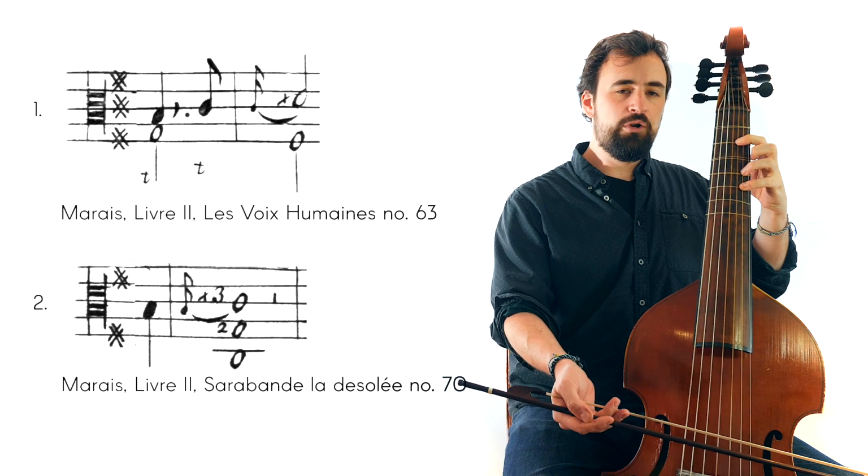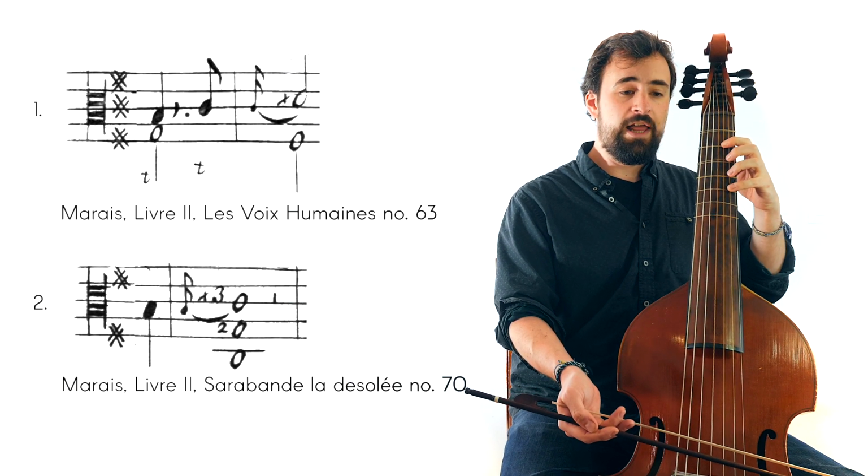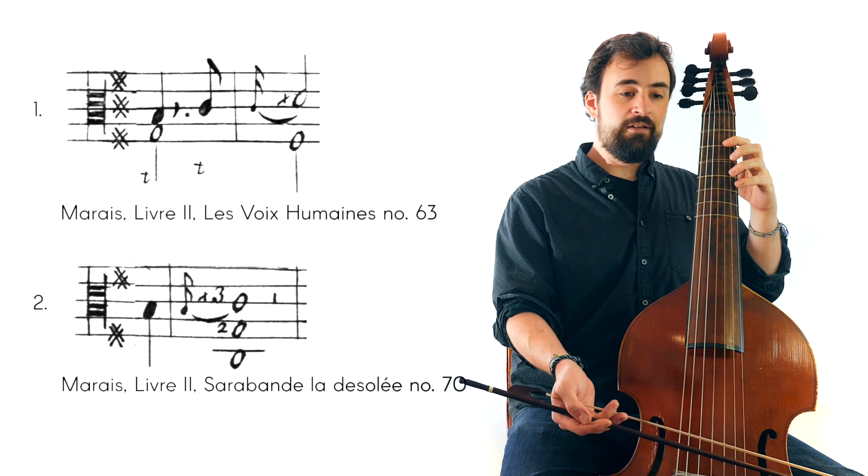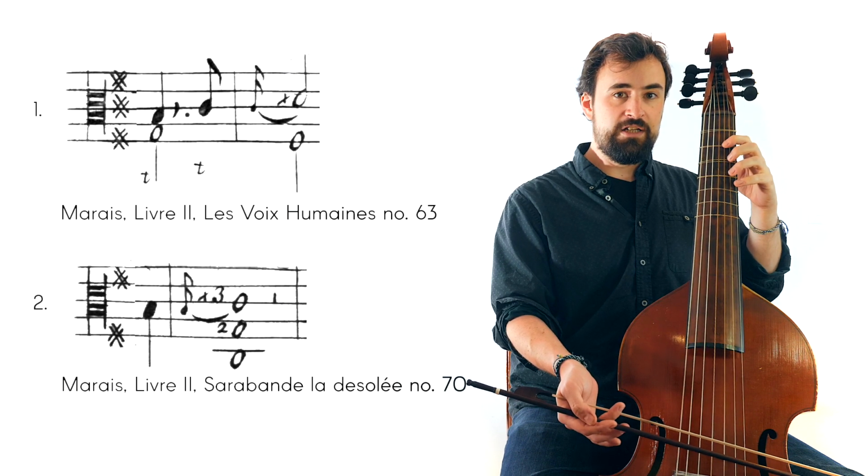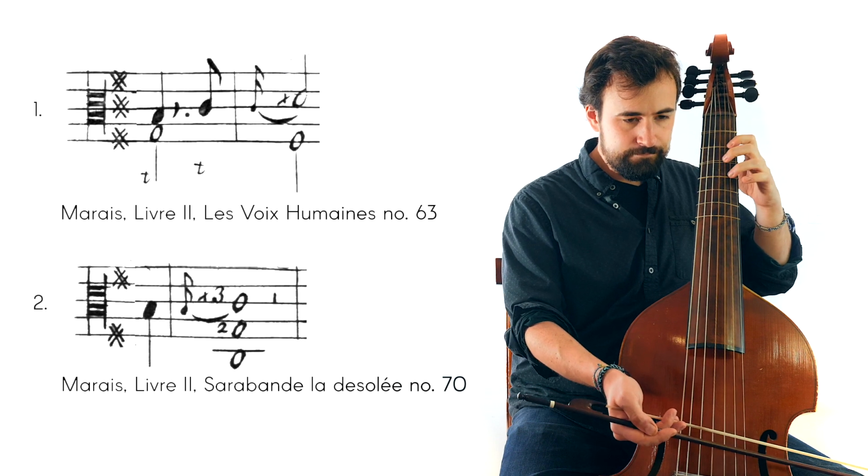So the Port-de-voix takes up roughly half the length of the minim and is played simultaneously with the F sharp. I'll do it again.